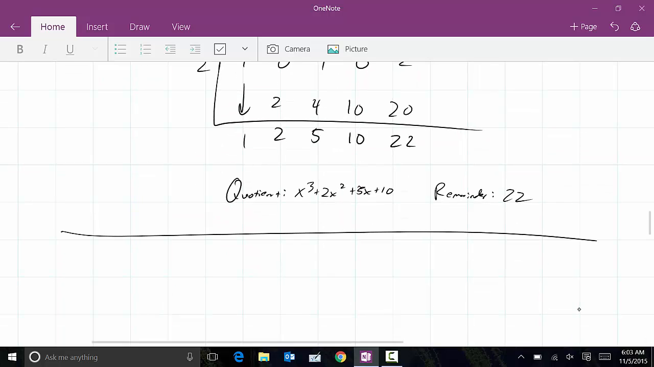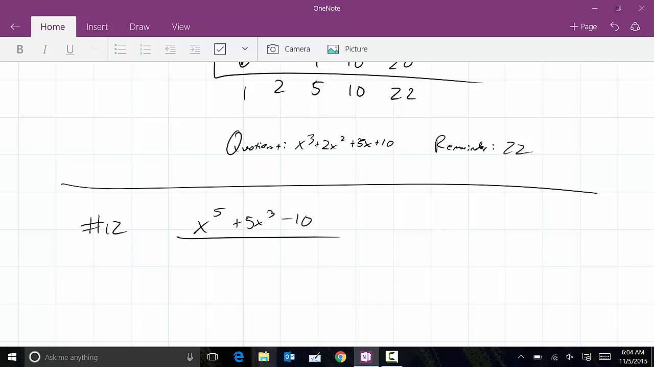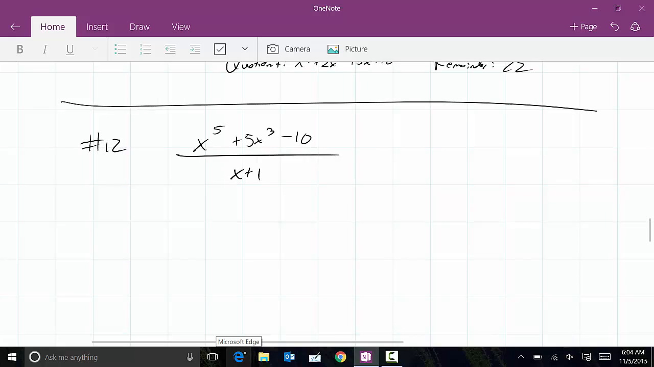All right, let's do another one. How about this one? This is number 12. We have x to the power 5 plus 5x cubed minus 10, and we're going to divide this by x plus 1. Okay, so let's go through the process.